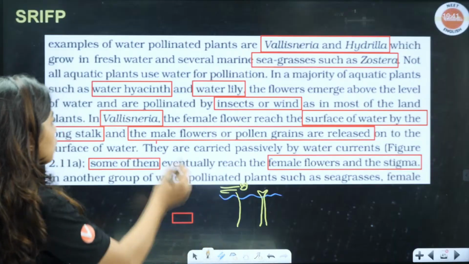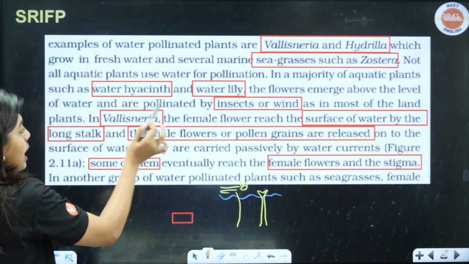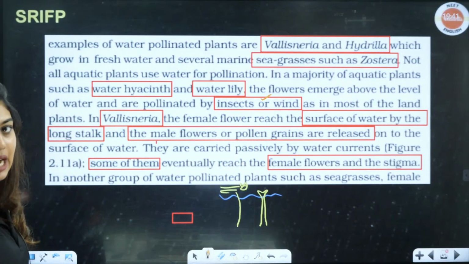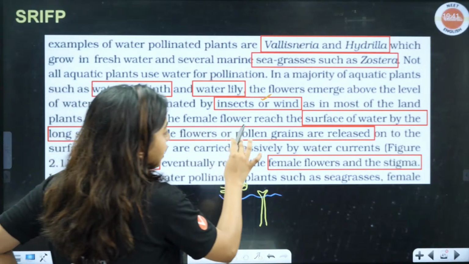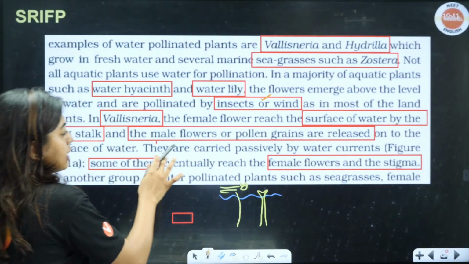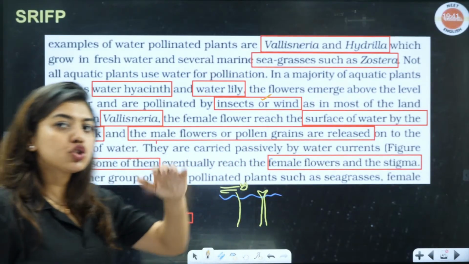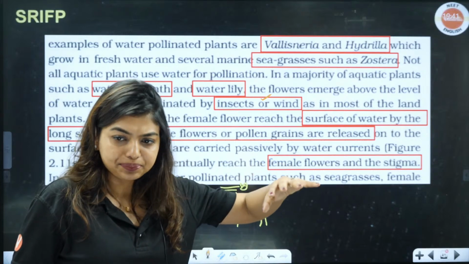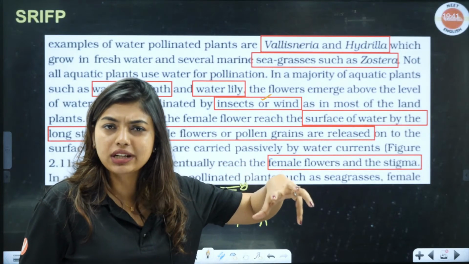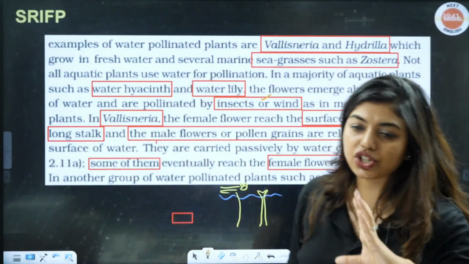Look here, in water hyacinth and water lily, the flowers emerge above the water and are pollinated by insects or wind, as in most land plants. In Vallisneria, the female flower reaches the surface of the water by a long stalk, and the male flower's pollen grains are released onto the surface of the water. So, water will carry the pollen grains, and fertilization is going to happen.